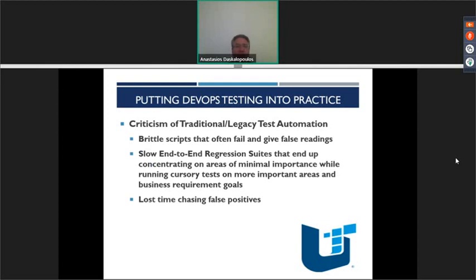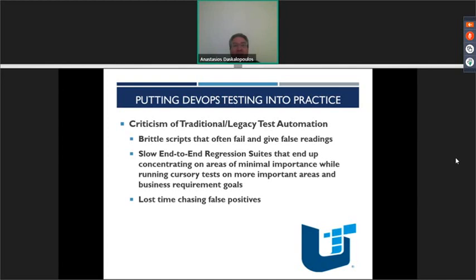Now let's talk a little bit about the traditional legacy test automation. I won't really dwell on this since both Max and Anais talked about this very well already. But often when we come into a project as test automation people, the developers, the development leads, development managers, project managers will often criticize test automation for creating brittle scripts that often fail and give false readings. As we also talked, slow end-to-end regression suites end up concentrating on areas of minimal importance while running cursory tests on more important areas, and even more importantly, business requirement goals.